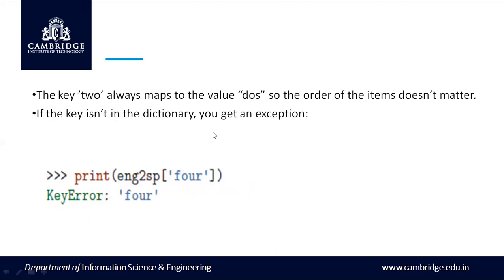If the key is not in the dictionary, you get an error. Here you can see we have not added any key value pair with the key 4. So when you print the dictionary with the key 4, you can see KeyError 4 because 4 is not present in our dictionary.